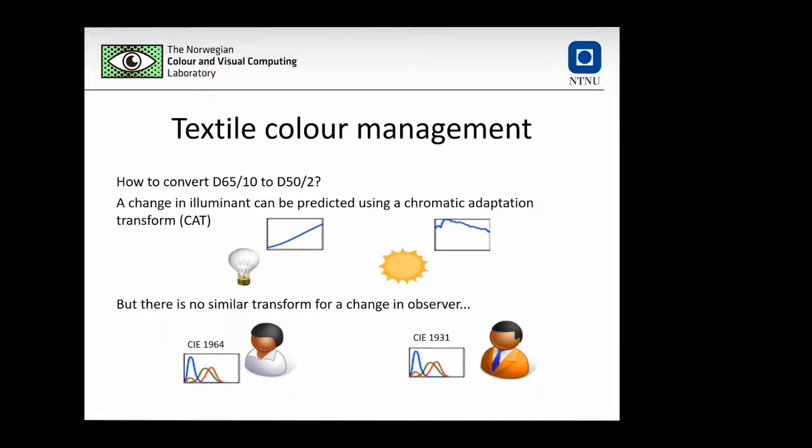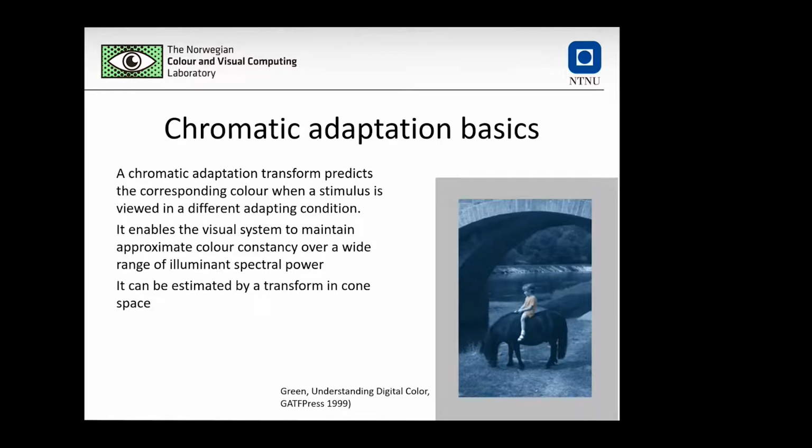So we know how to do chromatic adaptation. That allows us to predict the effect of a change in illuminant, but there's no comparable transform for a change in observer. And so that's something we want to look at now. All right, so let me take a look first of all at chromatic adaptation.